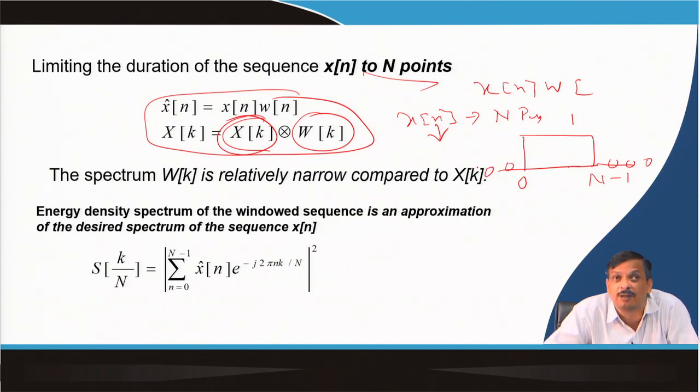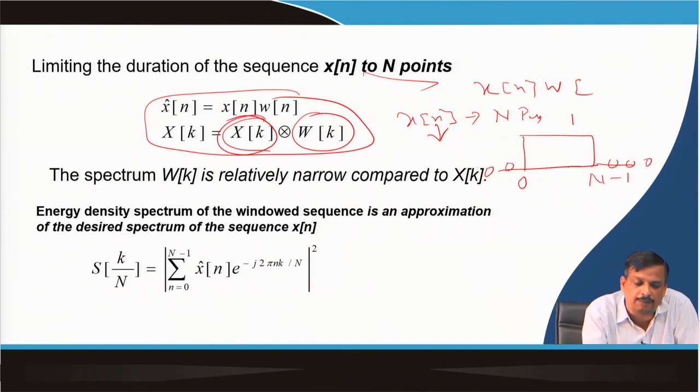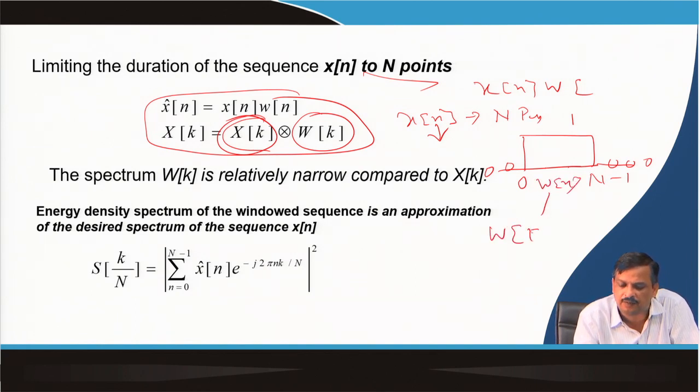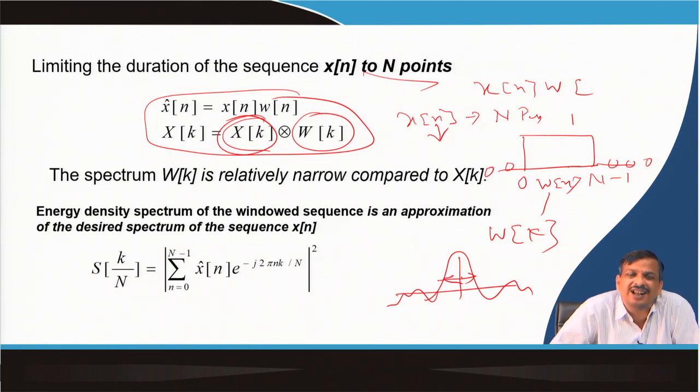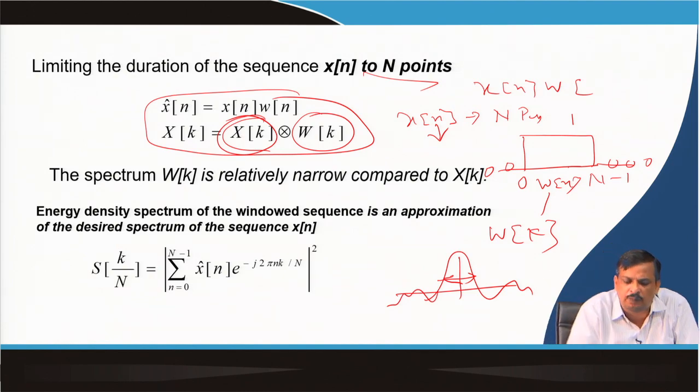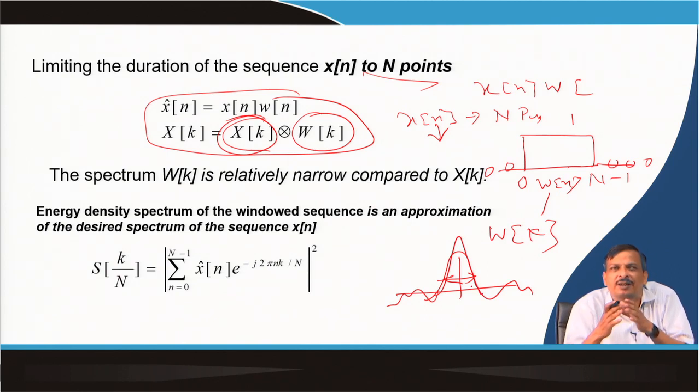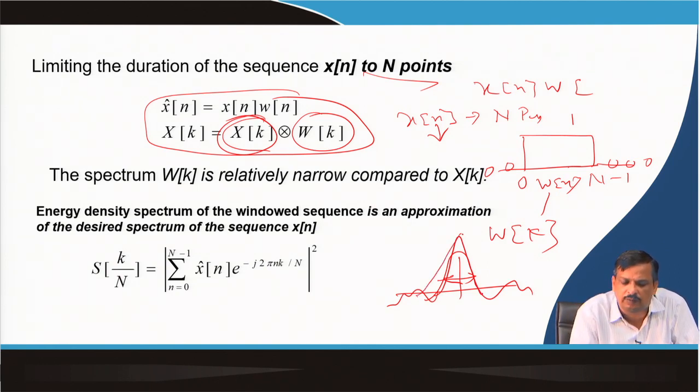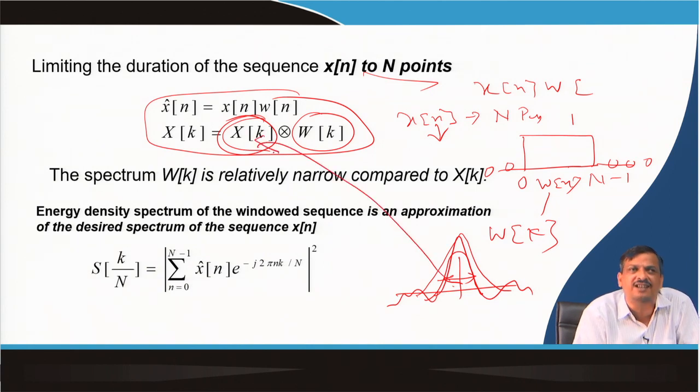So, it is nothing but a gate function. If I take that w[n], what should be the frequency response W[k]? It is nothing but a sinc function. The main lobe width depends on the length of the window. If the length of the window is very wide, then the main lobe will be very sharp. If the length of the window is very narrow, then the main lobe width will be very wide. So when it is convolved, this response will be convolved with the original signal.